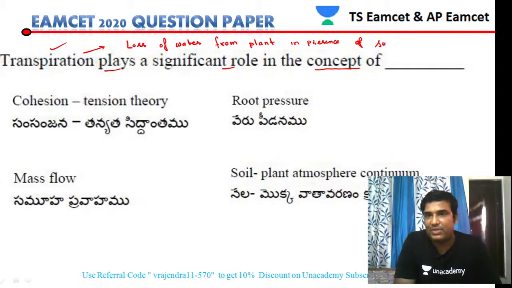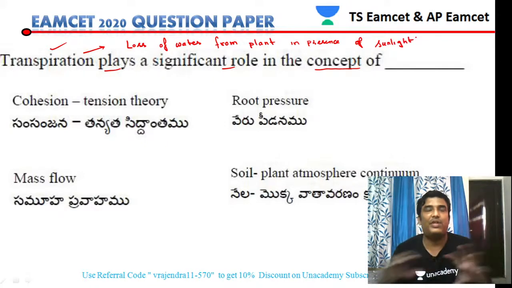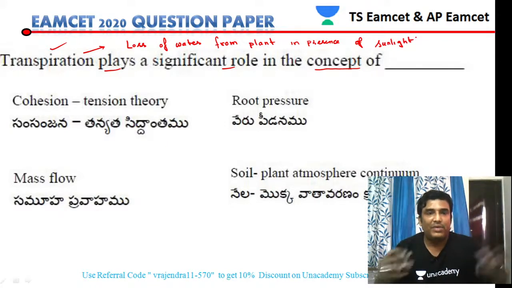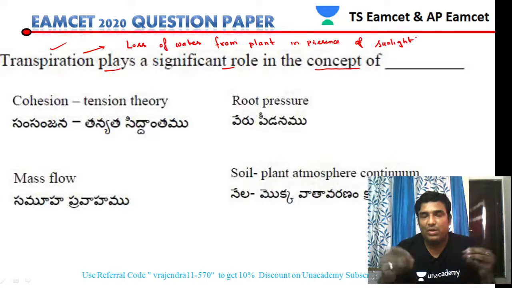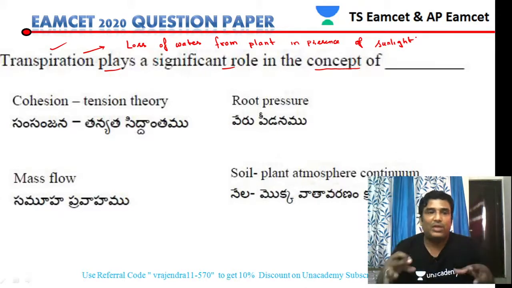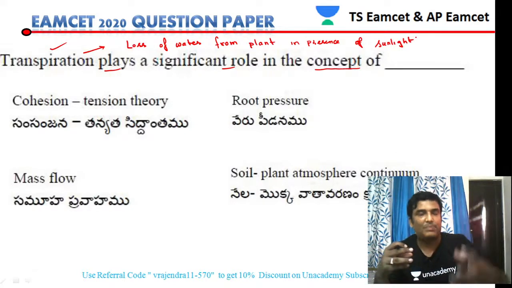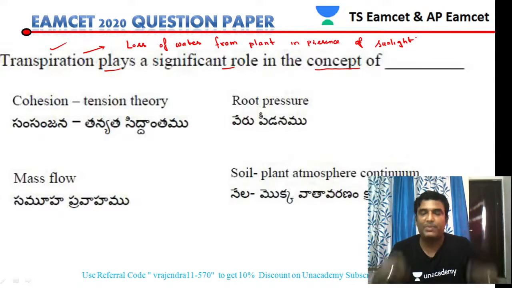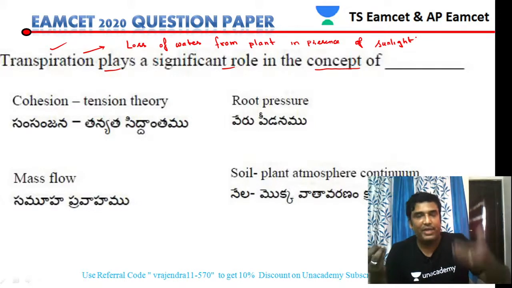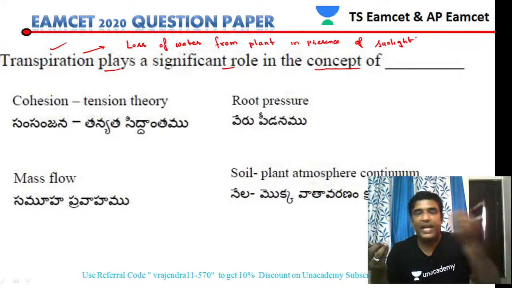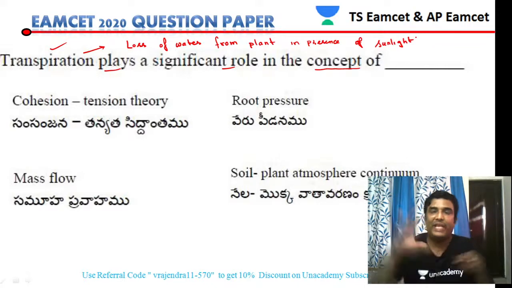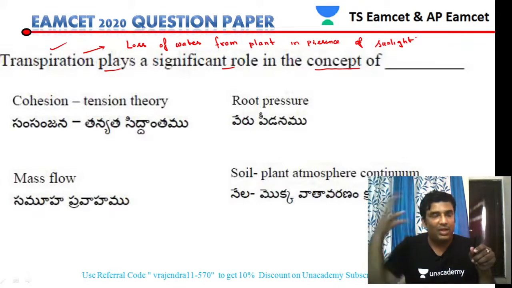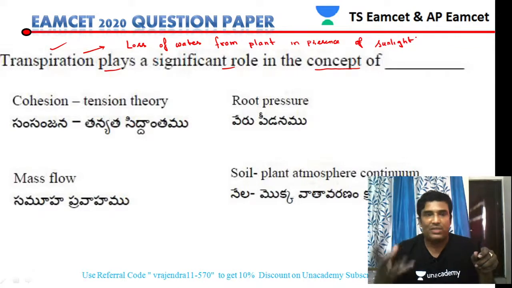So that process is called transpiration, the loss of water. So this plays a significant role. What happens when there is loss of water? We already know that the plant first absorbs water from the soil. Inside the soil, water is present. The water will be absorbed by the plant through roots. From the roots, it will reach the stem, and from the stem to the leaves. In the leaves, the water will be released out through stomata through a process called transpiration.